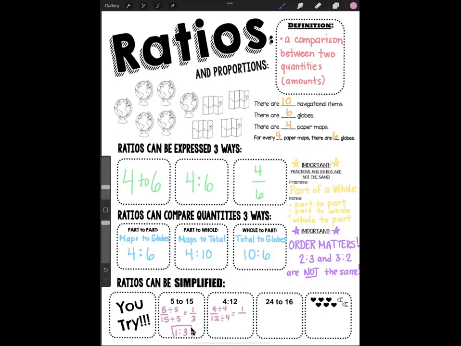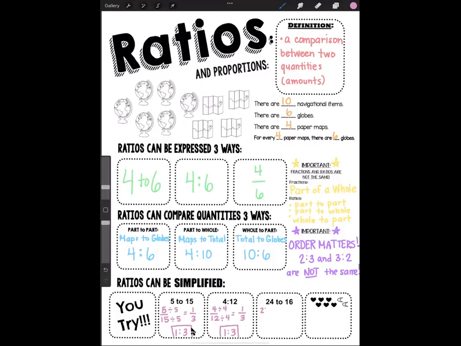4 goes into 4 one time. 4 goes into 12 3 times. So this one is also equivalent to the ratio 1 to 3. So therefore, 1 to 3, 5 to 15, and 4 to 12 are all equivalent ratios.